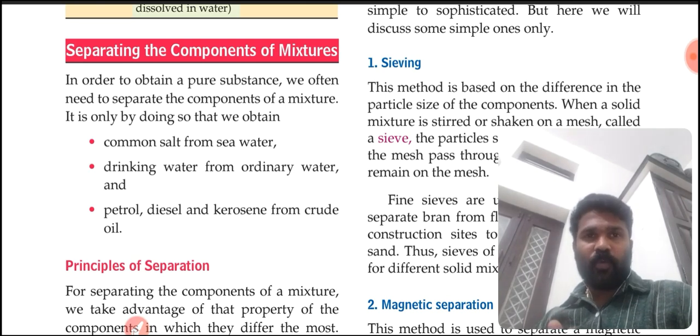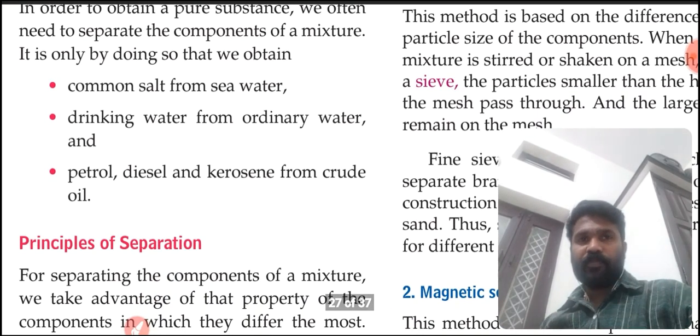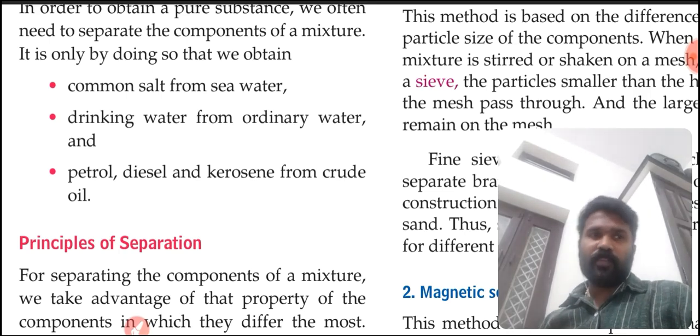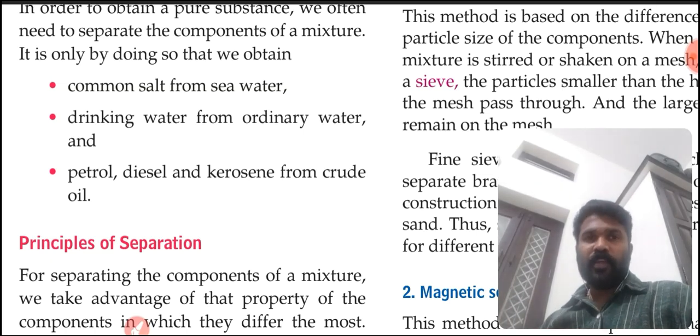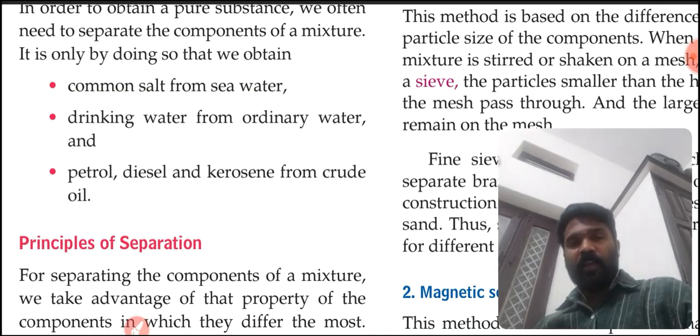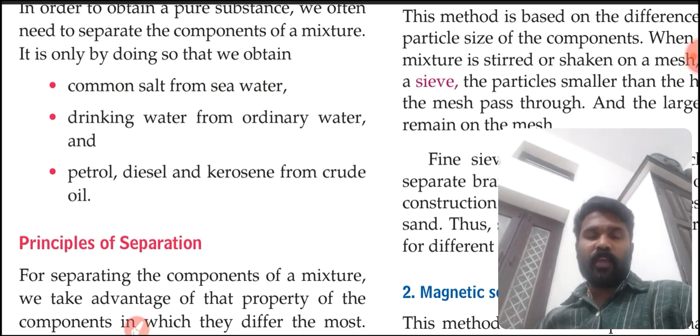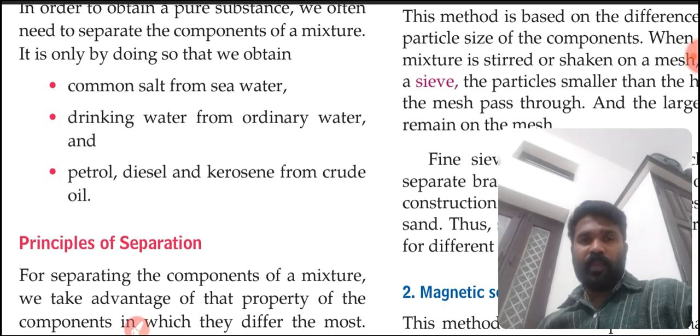It is only by doing so that we obtain common salt from seawater and drinking water from ordinary water and petrol, diesel and kerosene from crude oil. Why do we have to do the separation? Because in seawater, we know, many dissolved salts are there. So how can we separate it? We have to separate it. And from the ordinary water we can separate the drinking water. And petrol, diesel and kerosene can be separated from the crude oil.